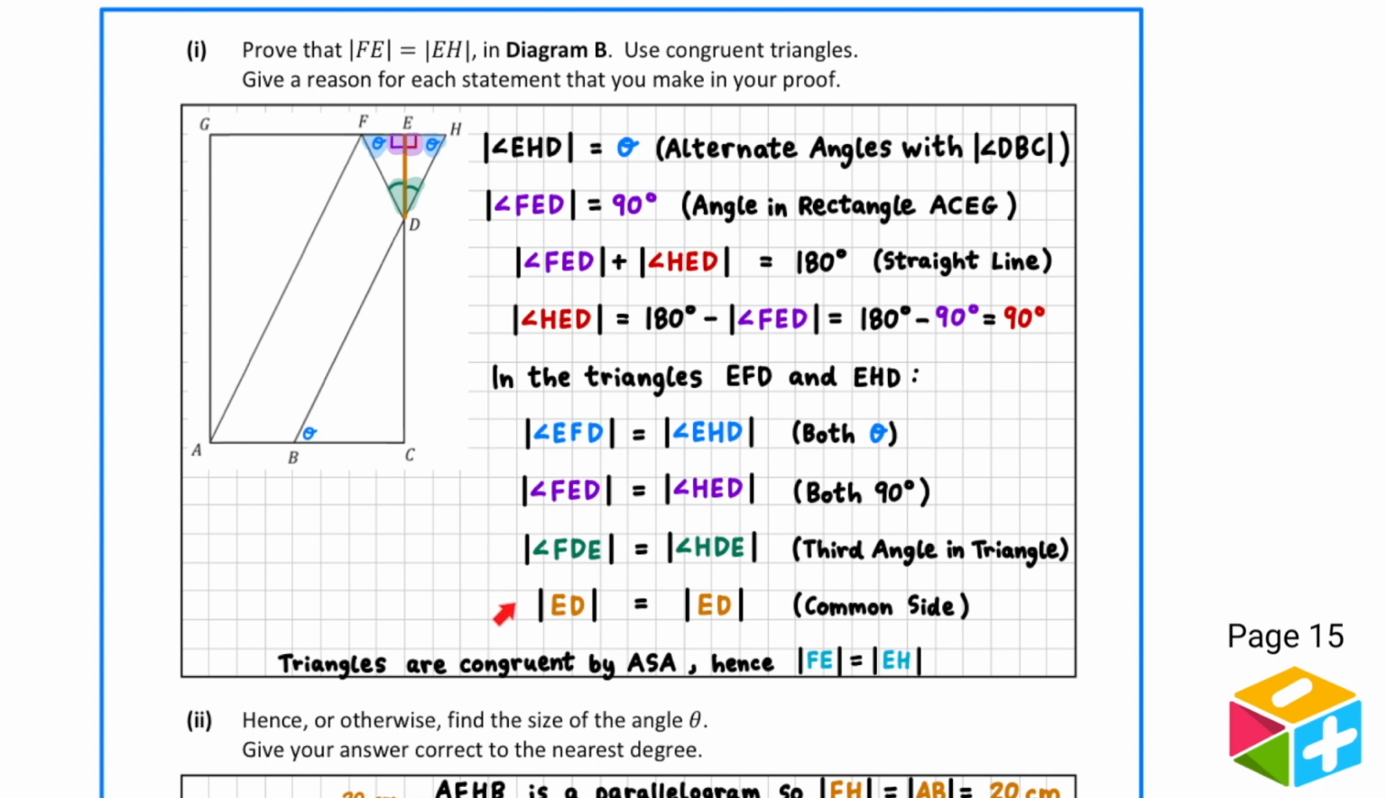The triangles also share a common side, ED. Since we've shown that the angles on each end of this side are equal, it follows that the triangles are congruent by ASA, angle side angle. In congruent triangles, the side lengths are equal. Since FE and EH are both opposite the green angle, it follows that the length of FE and the length of EH are equal.